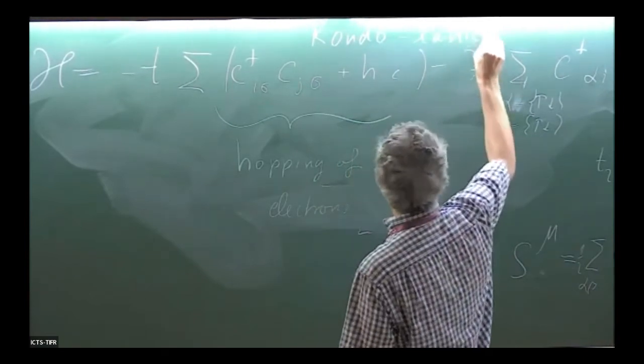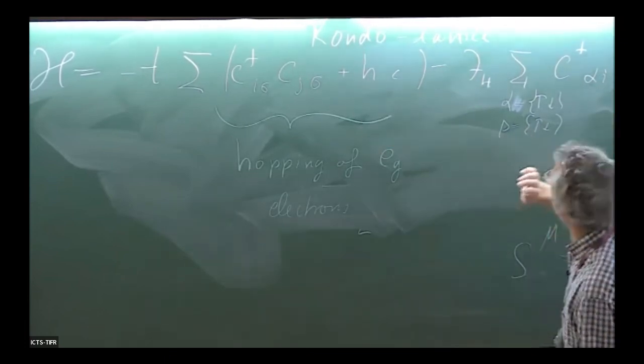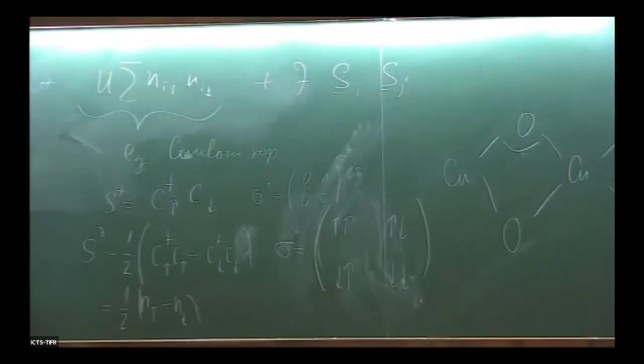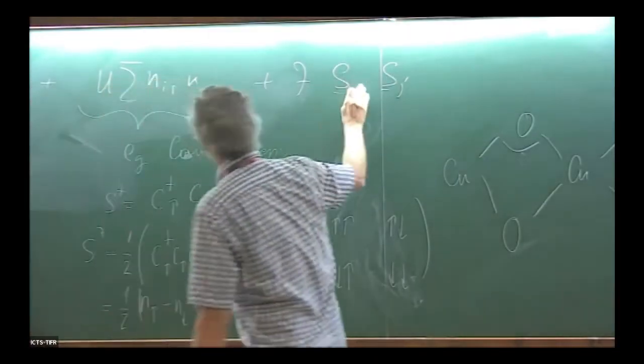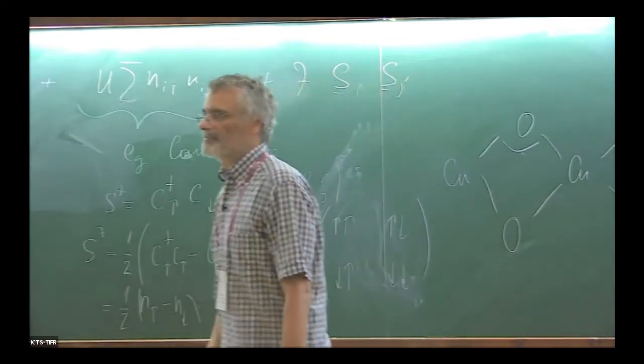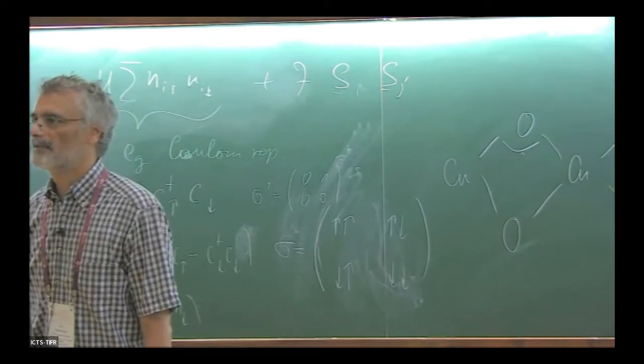Loosely speaking, the real Kondo lattice is with negative, with antiferromagnetic exchange. And this is the hopping part of the itinerant electrons. This is the coupling between itinerant and localized electrons. And there is also exchange interaction between the localized spins. Okay? How do you feel about this?